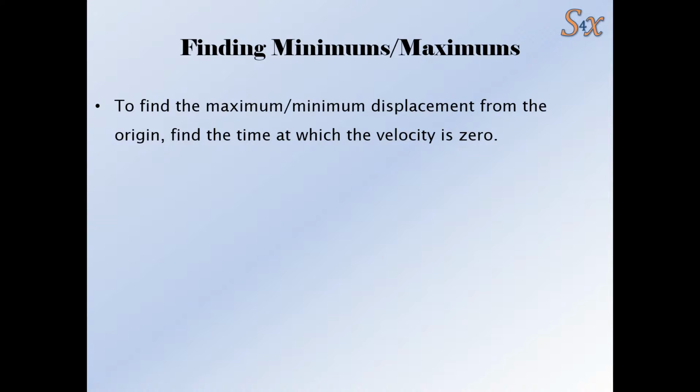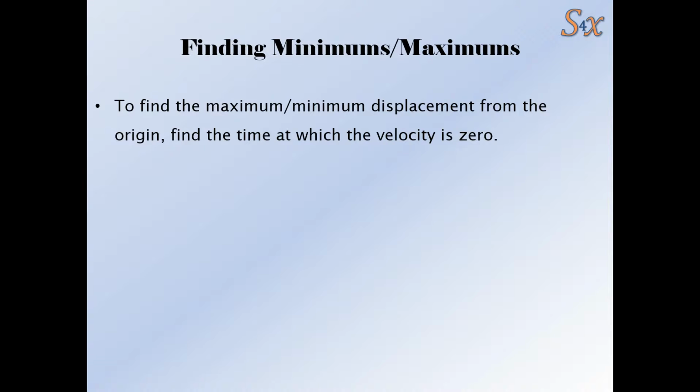Okay, so a slightly tricky bit here on finding minimums and maximums. Say we wanted to find the maximum or the minimum displacement a particle reaches from the origin. So how far does it get away from its starting position? To do that, we want to find the point at which the velocity is zero. The reason for that is when a particle has zero velocity, it probably means it's just about to turn round from having positive velocity to negative velocity.